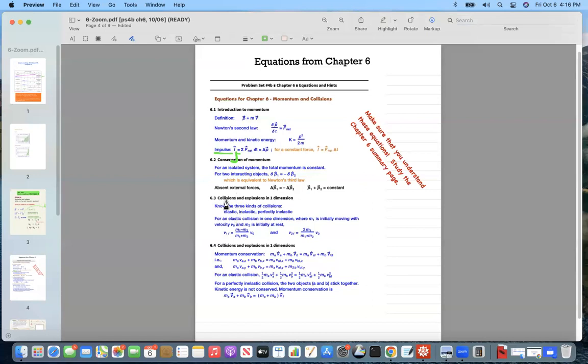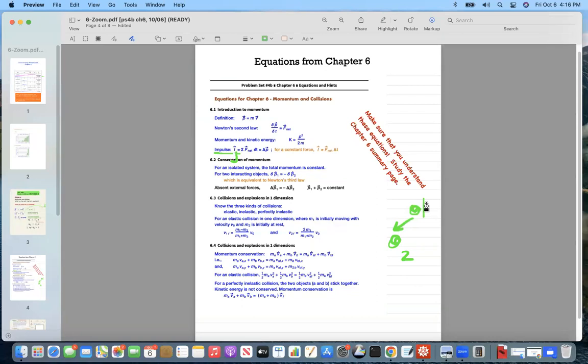Section 3 is on collisions and explosions. Collisions and explosions are isolated systems. I mean, in a collision, you have an object, number 1, and it's going to collide with another object, number 2. Let's say number 1 is going in this direction. It's going to bump into number 2. That's a collision.